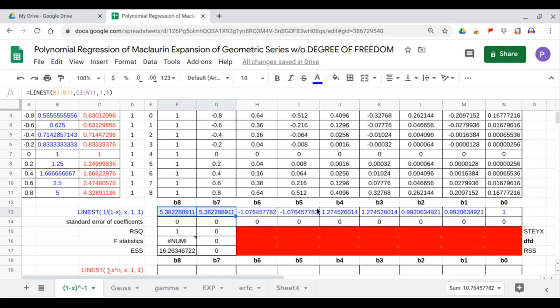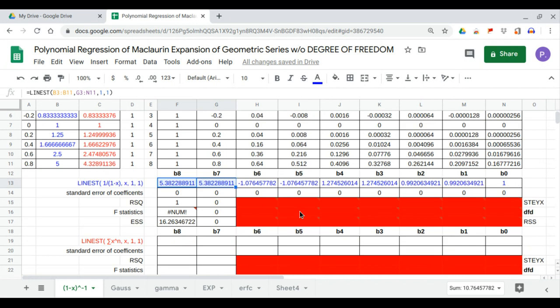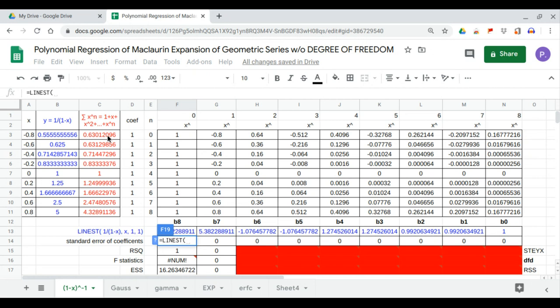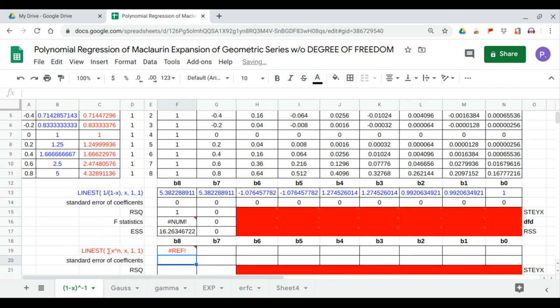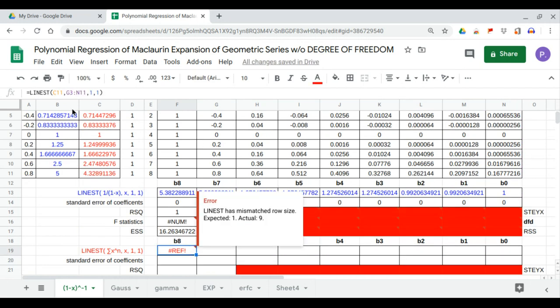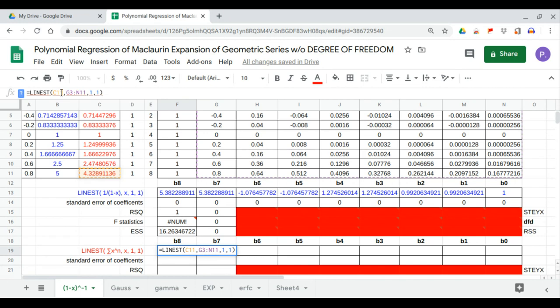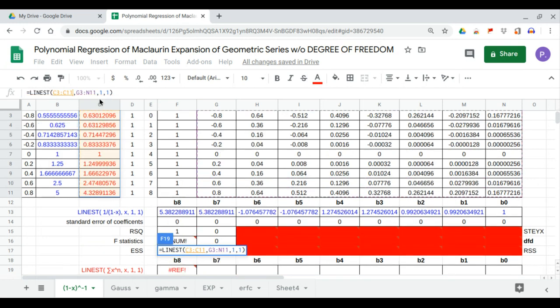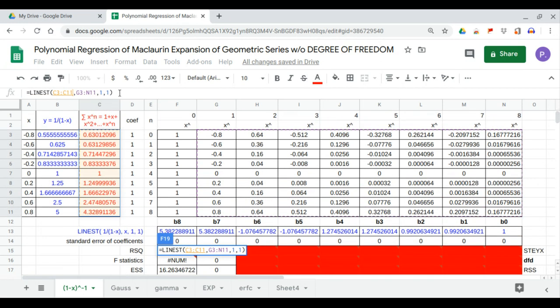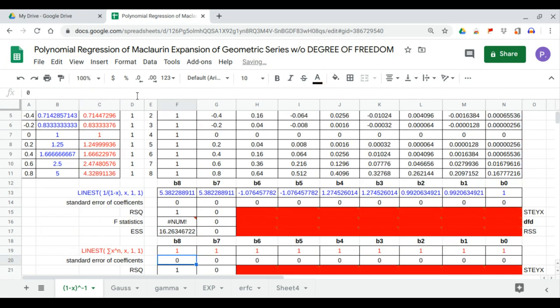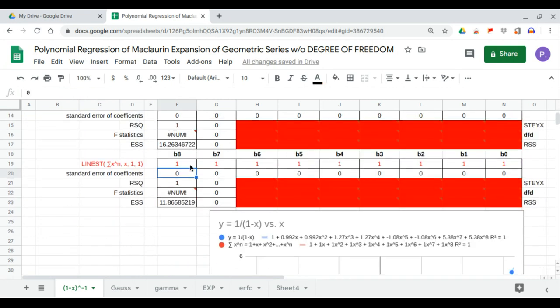Next, we regress the expansion, which is again Linest of data y and data x, and we show the full statistics. So our data y should be this range. So you'll notice our coefficients are all 1.